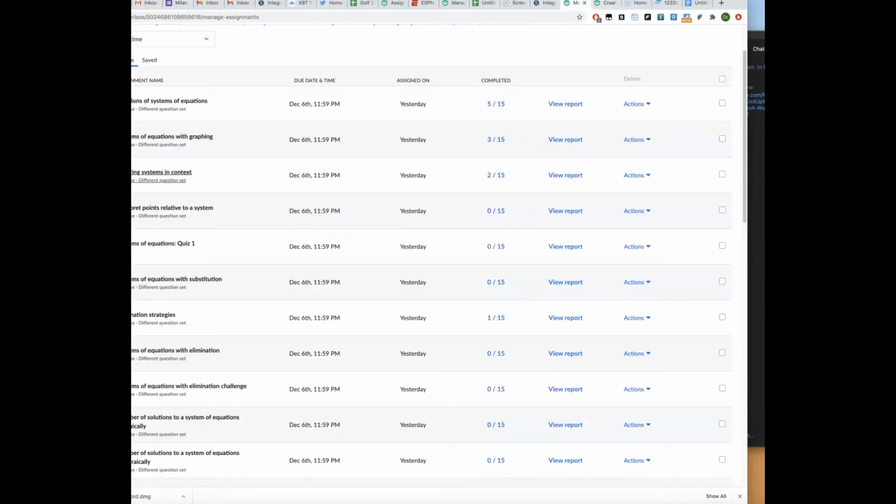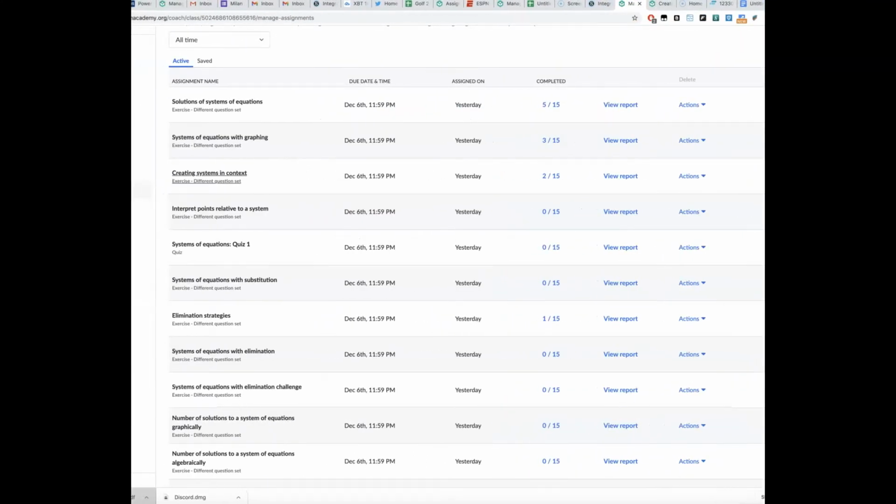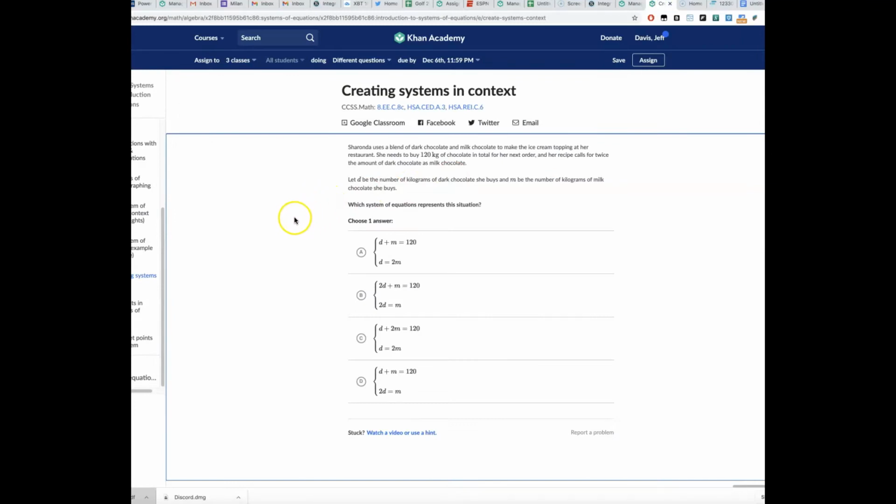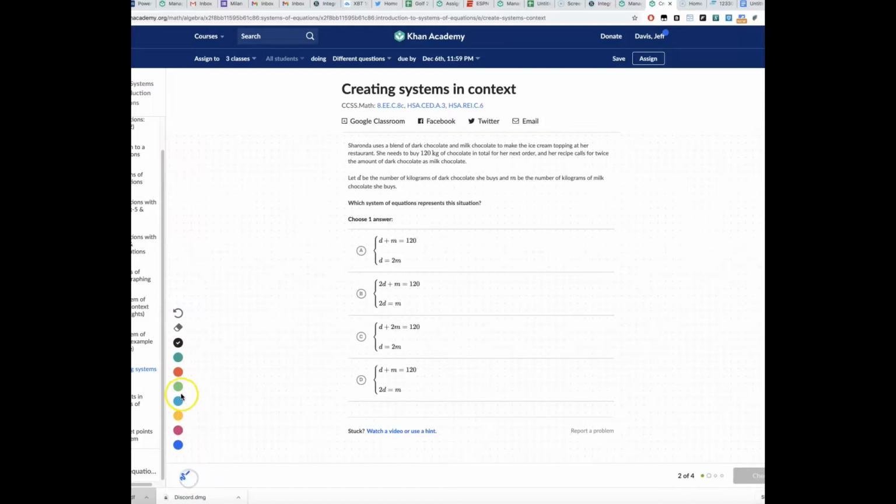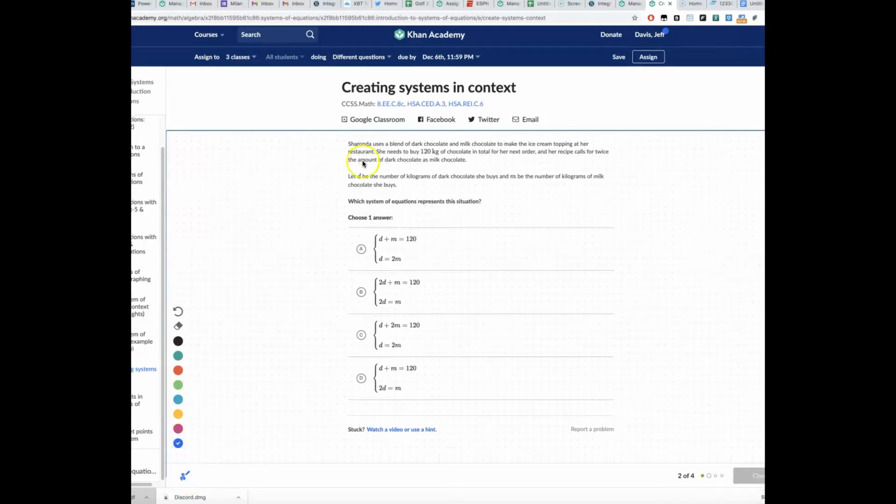Right, so I'm going to go through in this video the third and fourth con assignments, creating systems in context and interpret points relative to a system. So creating systems in context, this is like, can you read through a story problem and set up an equation, and then probably down the road can you solve it too, but right now it's just set it up. So labeling the variables they're giving you is a pretty big deal.